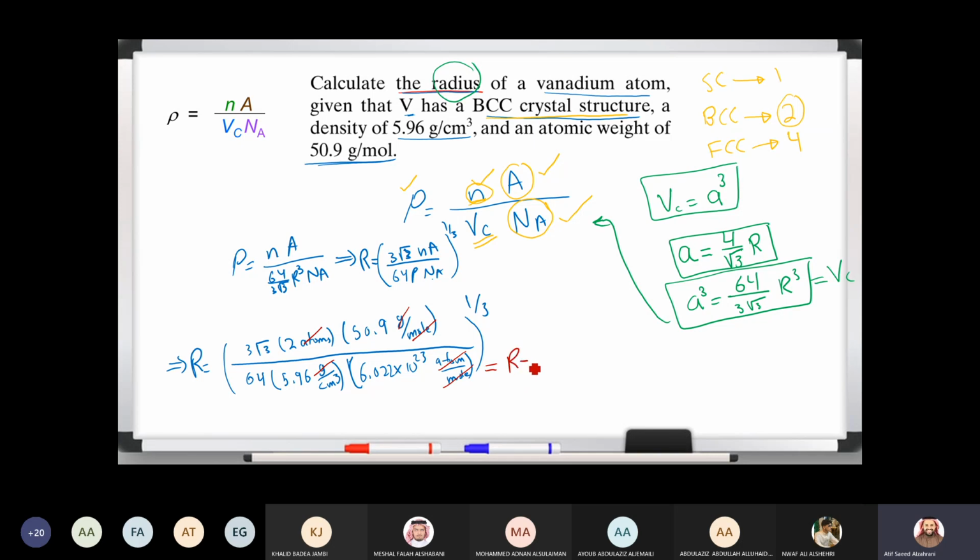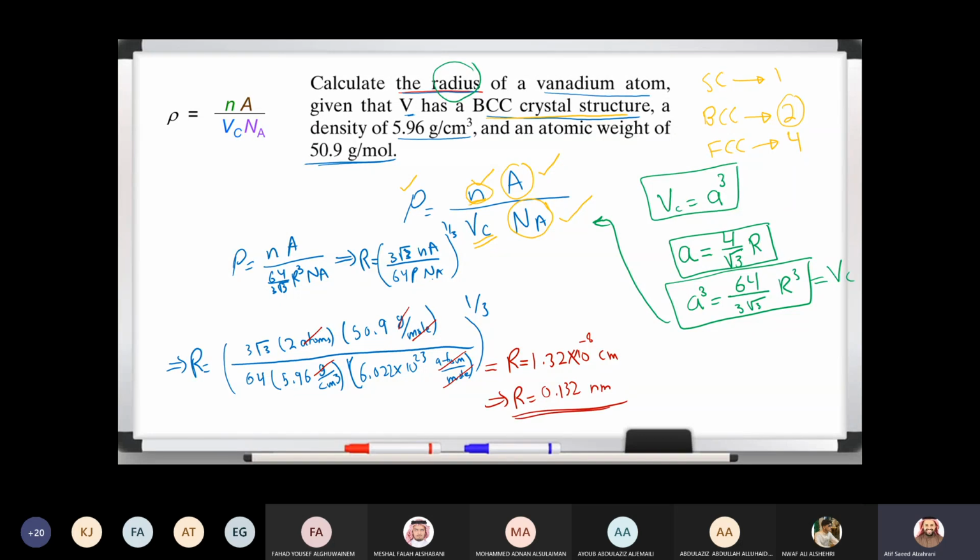What will be the unit of the R here, Shabab? Centimeter. Okay, centimeter. I'm trying to find the exact value of R. So we can calculate, and we will find that R is equal to 1.32 times 10 to the power minus 8 centimeter, or R is equal to 0.132 nanometer. And this is the answer.